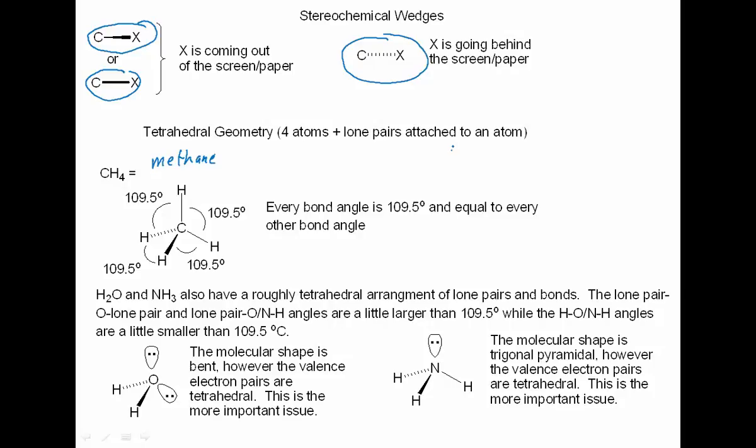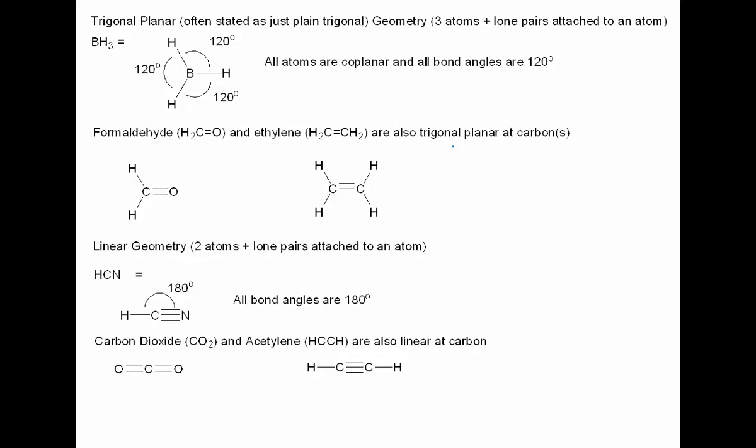However, again, we have a tetrahedral arrangement of the valence electron pairs, so the electron pair geometry is tetrahedral. And again, this is the more important issue for understanding of the issues we face in organic reactions.